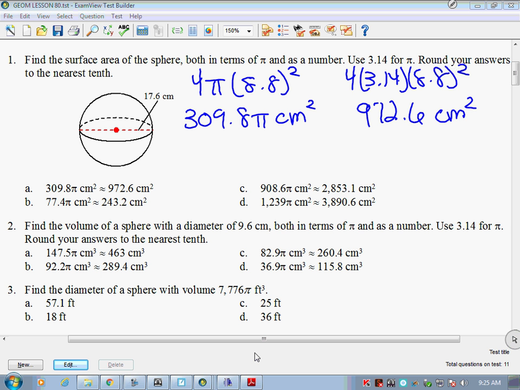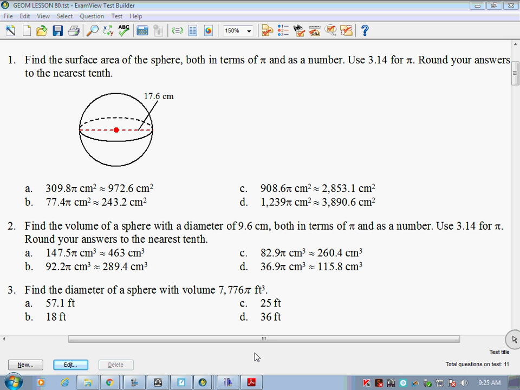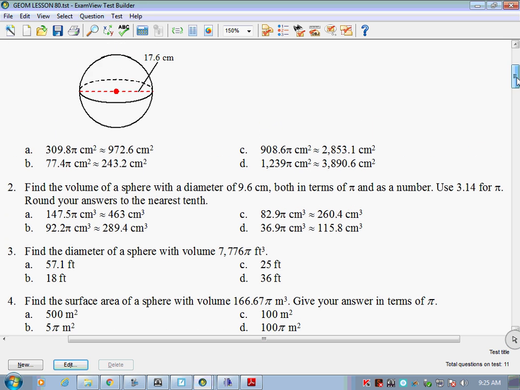Okay. So we'll erase this. All right. Number 2. I might use some of this space that we got, a nice big blank space up here. Find the volume of a sphere with a diameter of 9.6, both in terms of pi and as a number using 3.14 for pi. What number should show up in that statement as a red flag for me? Diameter, right? So what needs to happen with 9.6? Okay, what's 9.6 divided by 2? 4.8. Okay, so we're going to use 4.8. And we're talking about volume. So what was the formula for volume of a sphere?